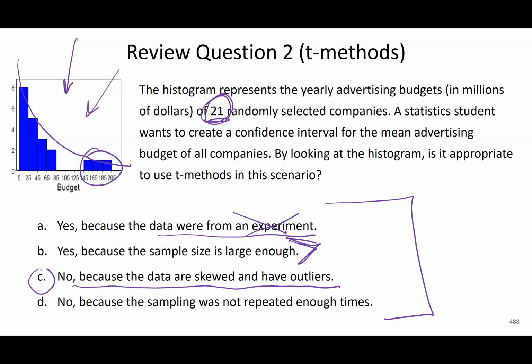So I would argue C, but just to make sure, D says no, because the sampling was not repeated enough times. I think they're asking if they were to go ahead and take another 21 and another 21, not to make it a bigger sample size, but to do it more times. So I would argue C is our answer here. A sample of size 21 is just not going to be big enough if the population we're drawing from is going to be skewed and have high outliers.